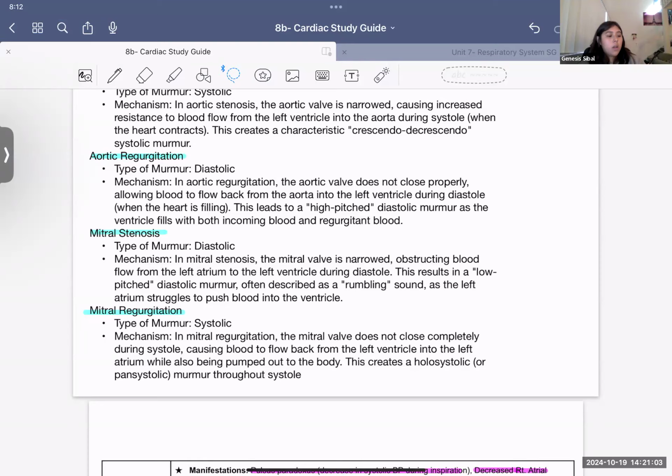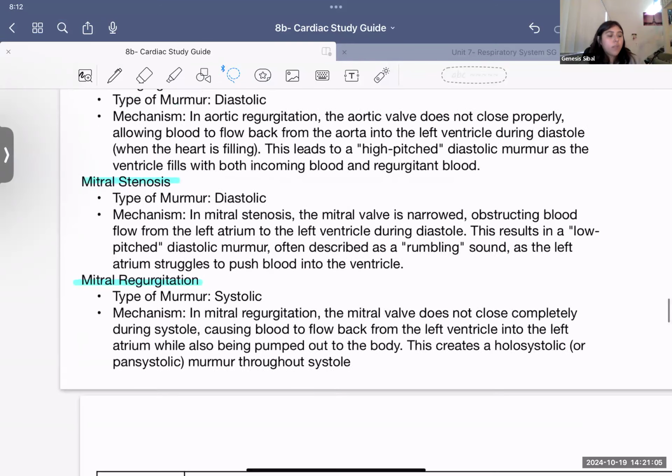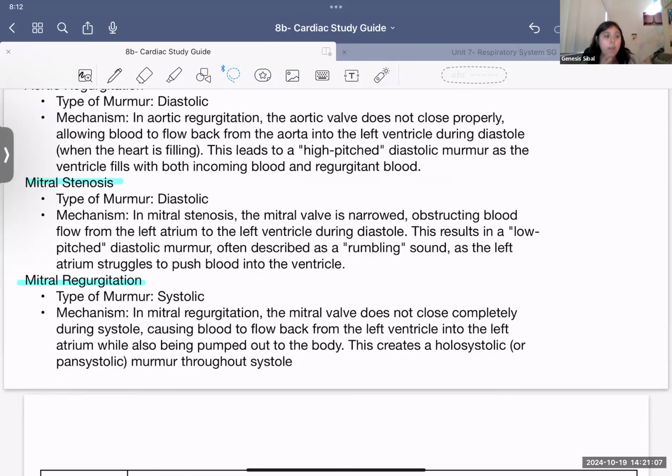So that's why you hear a holosystolic or pansystolic murmur, and that really is just a continuous murmur throughout the contraction. So it is contracting because it is going back. So that's why you hear the systolic for that. Whereas with the diastolic for the stenosis, the blood is still filled in the heart. So it should be contracting and it should be getting rid of this blood, but it's not.